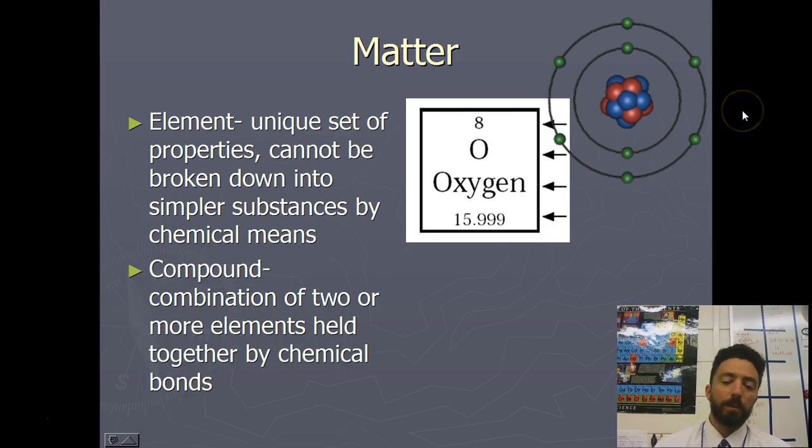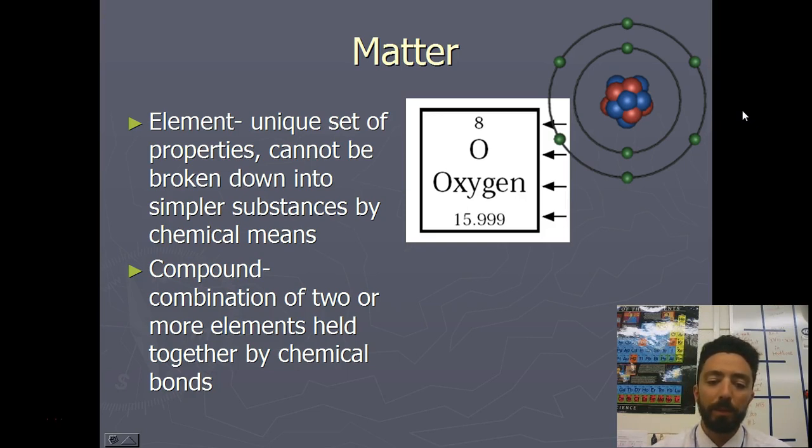One of the big principles of chemistry you need to understand for this is matter, and part of that is the difference between elements and compounds. Elements are the building blocks. It's as simple as it gets. A single element is just one type of substance. We can't get any other substances out of it.